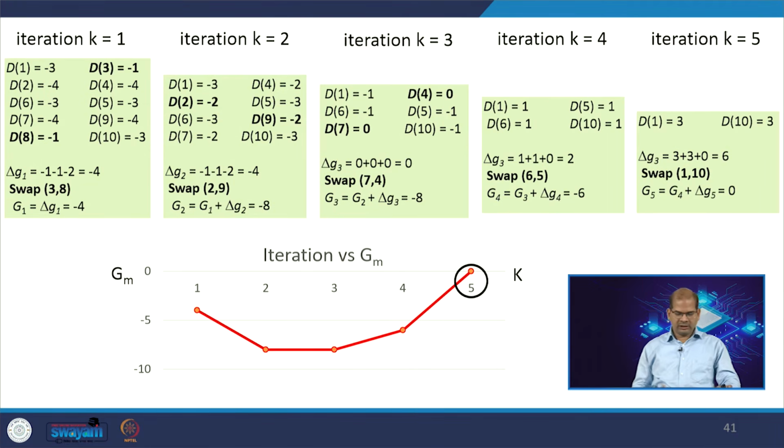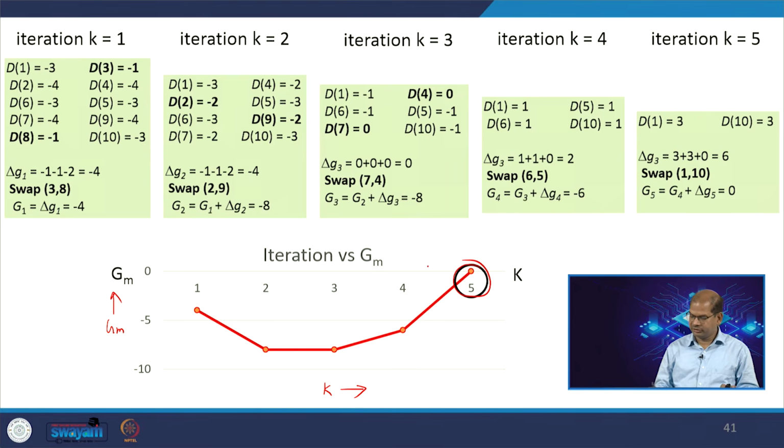Okay. So, here your x axis is basically k, and GM is basically your y axis for different values of k. If you can see here, your gain is becoming negative and finally it settles to 0. Since all the gains are negative, I can stop my algorithm here.